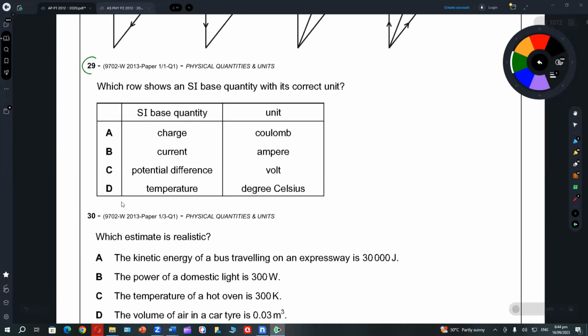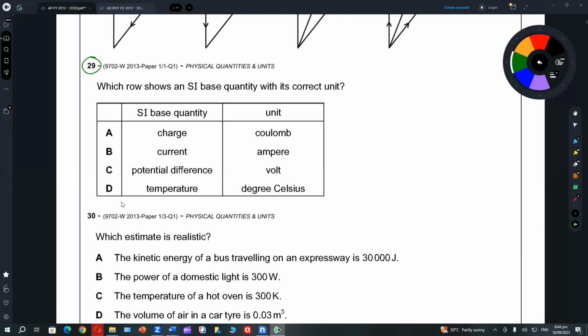Now, question number 29. Which row shows an SI base quantity? There are 7 base quantities. Remember them. And now you can tell me which one of them.